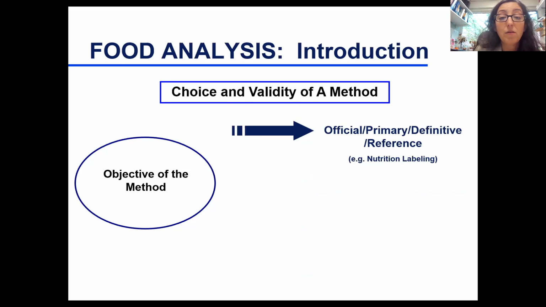The objective of the method. So again, why do we want to analyze? Is this method needed for nutritional labeling, for example? Then we need a method that is official. By official, that means it's approved by an agency that has tested it multiple times and across labs and always got to the same end results. Then it became an official method that has been tested and approved by an official entity or an organization. Hence the name official.